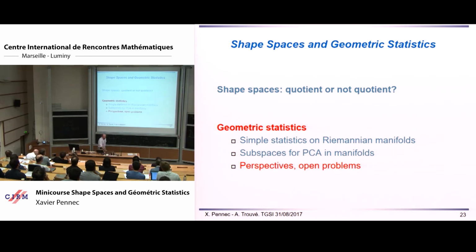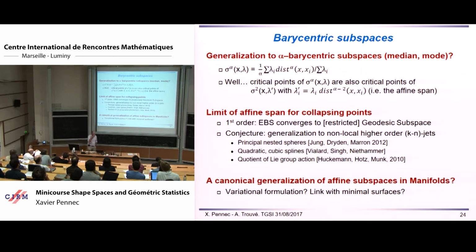So there are a few first perspectives on the barycentric subspaces. One first thing is to try to generalize that with other types of distances, the alpha distances that we have when we put a different power in the metric. That is not changing anything. We define exactly the same subspaces. So the affine span, if we take the alpha power of the distance, is the same. So it's an unexpected stability result.